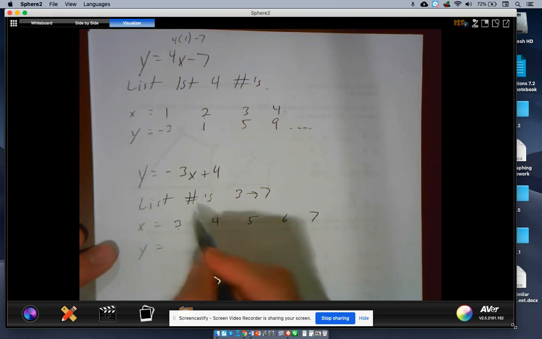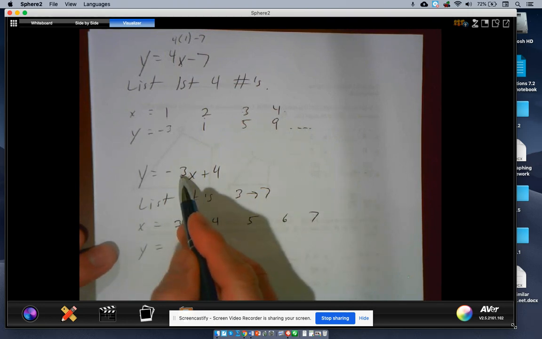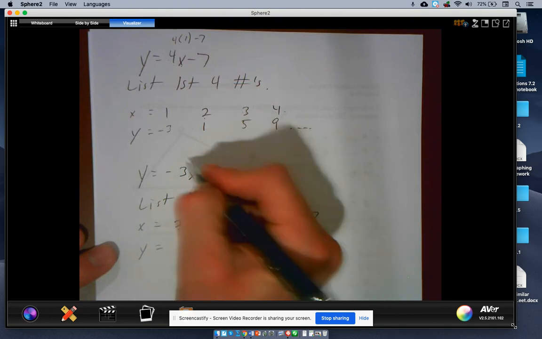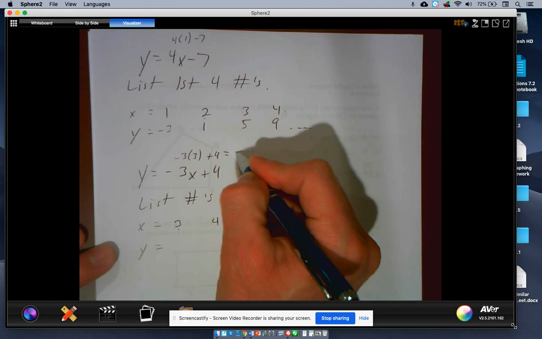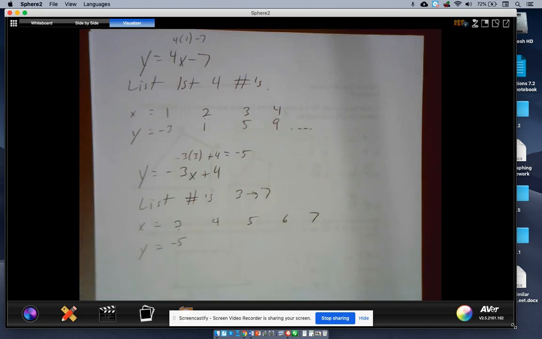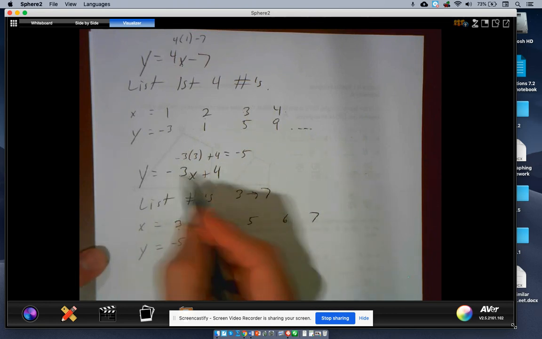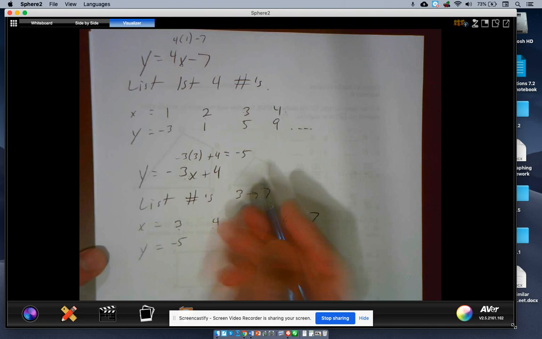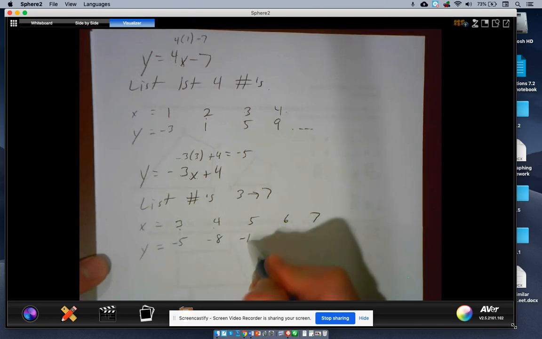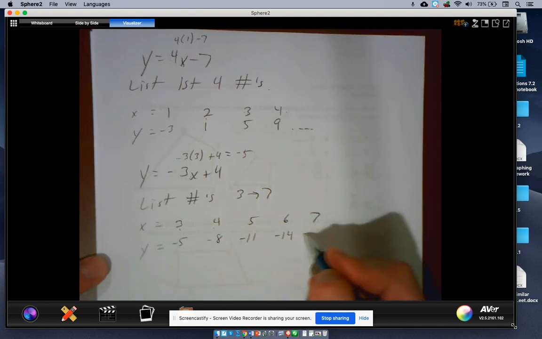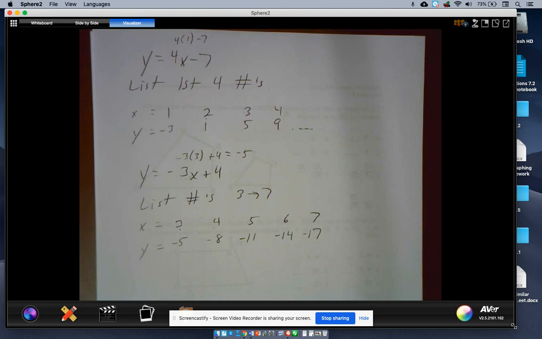Take 3, plug it in here. Negative 3 times 3 is negative 9 plus 4 is negative 5. So the third term would be negative 5. And then I take a 4 and I put it in here. Negative 3 times 4 is negative 12 plus 4 is negative 8. And as you can see, we're just going to go down 3. So we could just follow the pattern. Down 3, down 3, down 3, down 3, and down 3. Hopefully I did that right.